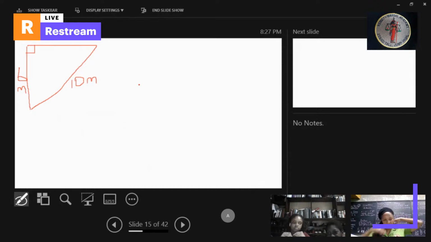Find the area of that triangle. Okay, miss. I'm going to use half base times height. First I'll have to find the missing length, miss. You can tell me why John is finding the missing length right now.